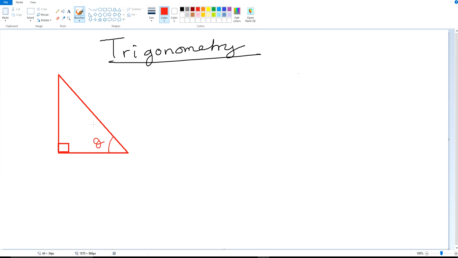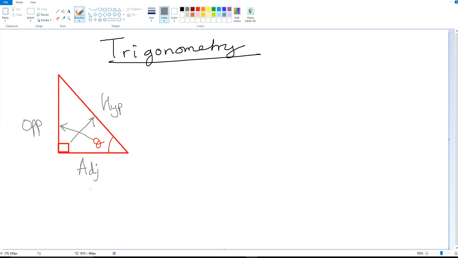Now, the first thing that we must be able to do is to label the diagram. So if I just select a gray pen, opposite the angle is called the opposite. Then if you go opposite the right angle, that gives us the side that is called the hypotenuse. And the leftover side is called the adjacent. So these are the three sides that we're dealing with in our trigonometry questions.